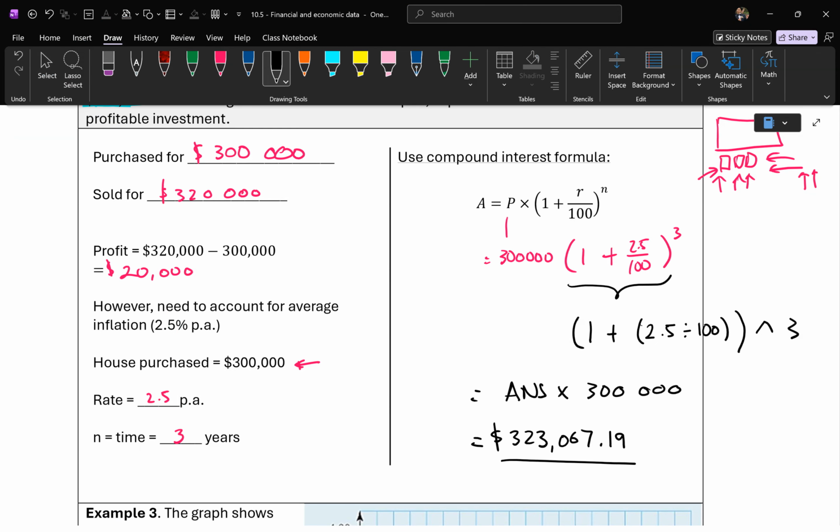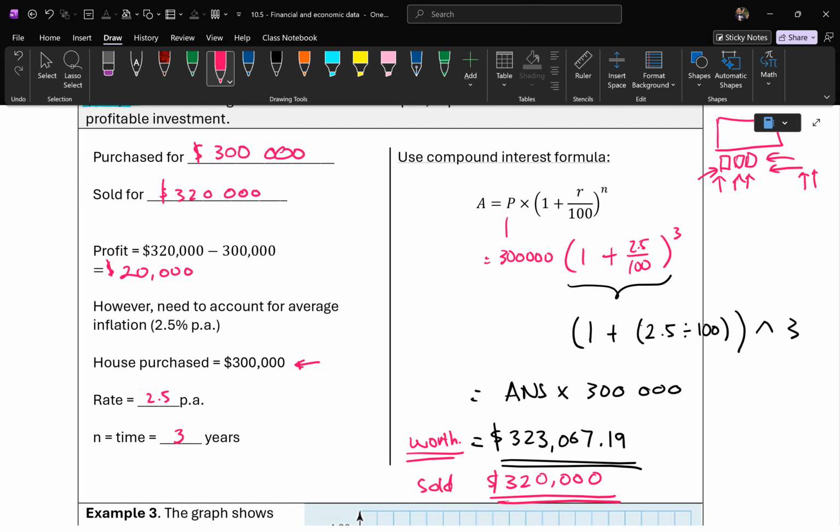All right. So this is how much it's actually worth after 3 years. But you sold it for 320,000. Did you make a profit? This is what it would have been worth with inflation. It's worth 323. You sold it for 320. Technically, you're 3,000 under. So at the start, it looked like you made 20,000 profit.